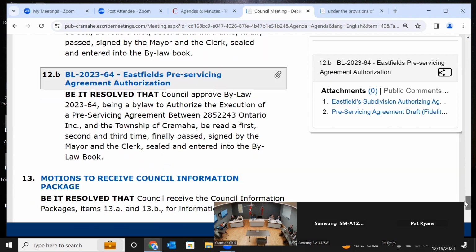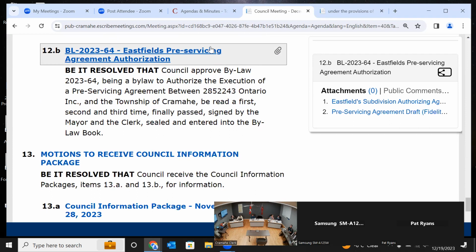Eastfield's pre-servicing agreement authorization. Resolution reads, be it resolved that council approve bylaw 2023-64, being a bylaw to authorize the execution of the pre-servicing agreement between 285-2243 Ontario Inc. and the Township of Cramahe, be read a first, second, and third time, finally passed, signed by the mayor and the clerk, sealed and entered into the bylaw book. Could I have a mover and a seconder, please? Moved, Hamilton. Second, Scriver. Any discussion, comment?